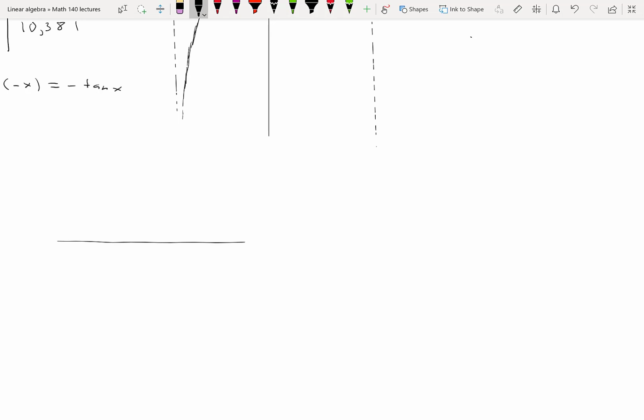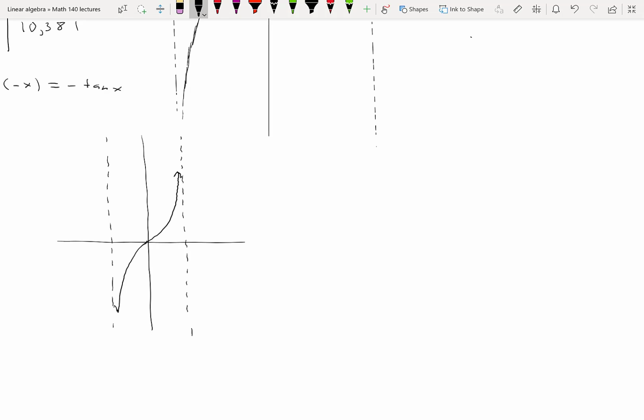In terms of detail, really at this point, I'm just hoping that you will memorize the basic behavior of the tangent function. So if I said sketch exactly one period of y equals tangent x, this is what I'm looking for.